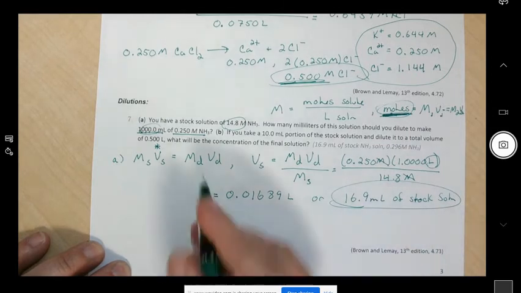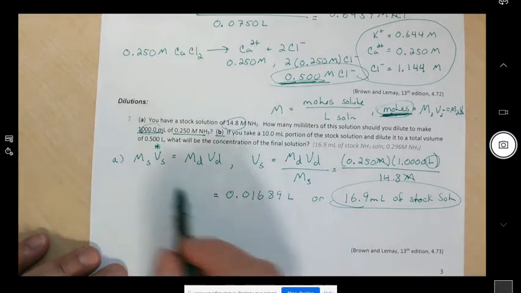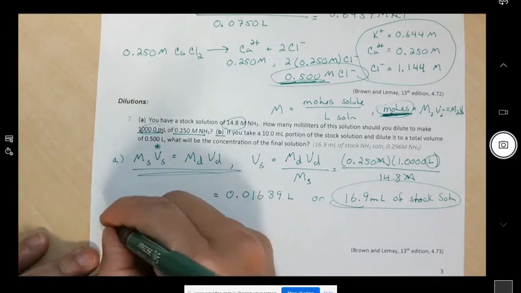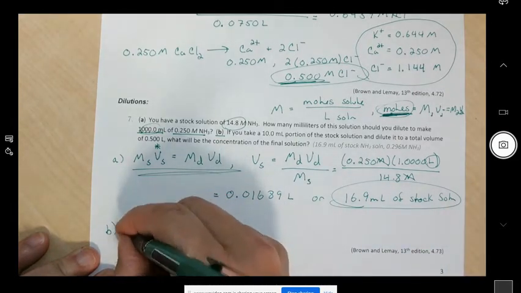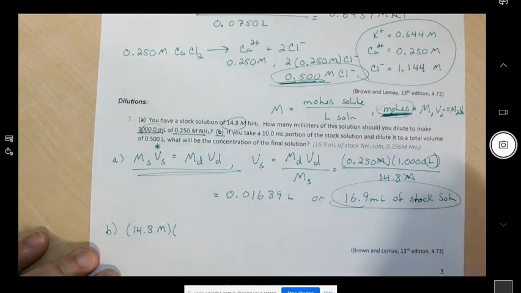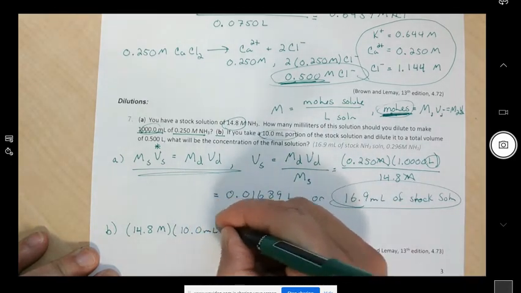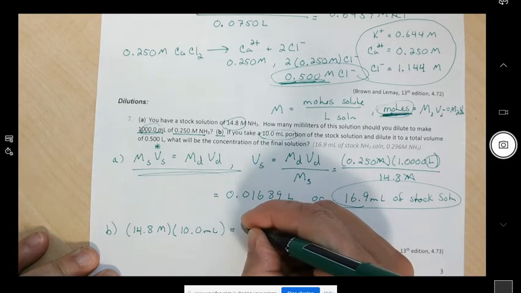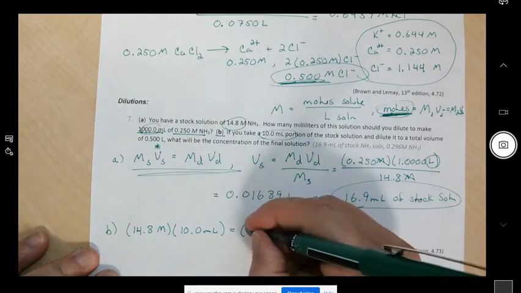All right. Now the second question says, if you take a 10 milliliter portion of the stock solution and dilute it to a total volume of 0.5 liters, what will the concentration of the final solution be? So we're going to use the same thing for B. We're going to use the molarity of our stock solution, which is 14.8 molar. And we're going to actually only take a 10 milliliter portion. I'm going to leave it in milliliters this time. We're going to dilute it to 0.500 liters, which is 500 milliliters.